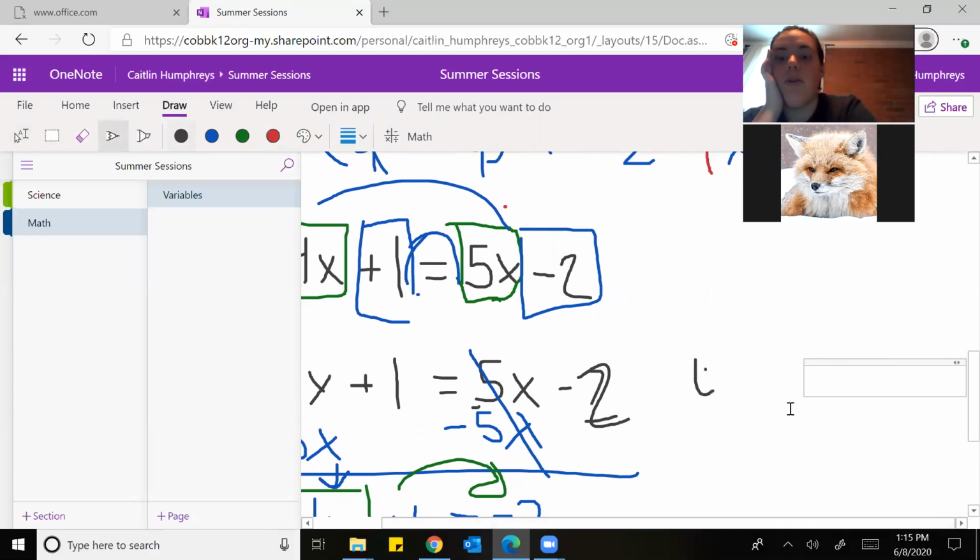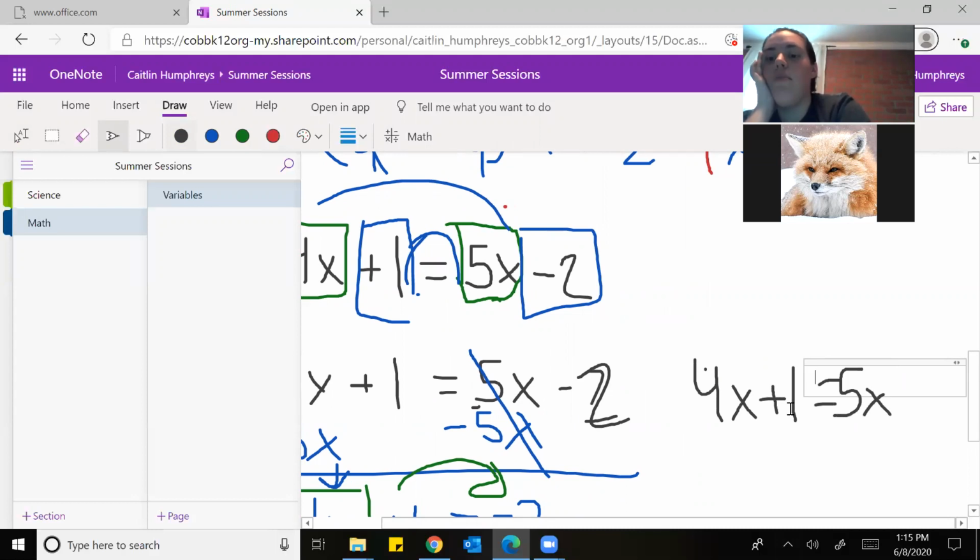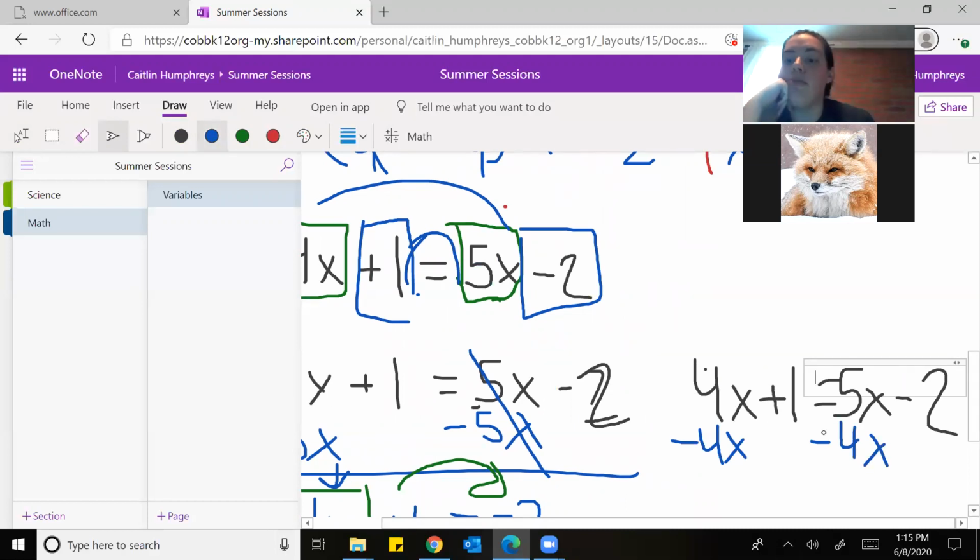So let's do one more time. 4x plus 1 equals 5x minus 2. Last time we moved that 5. This time we're going to move the 4. So I am going to subtract 4x. This time I'm going to put my variable on the right and my number on the left to prove to you that it does not matter which way you go.